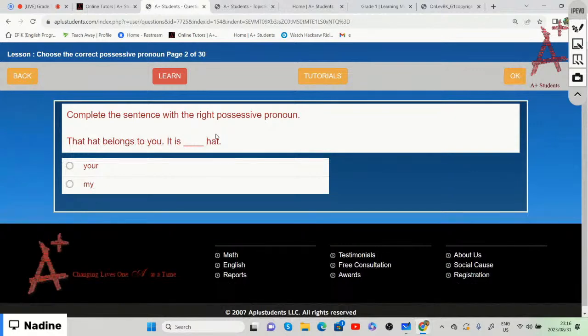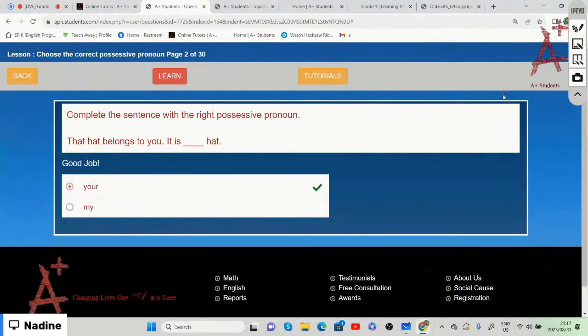That hat belongs to you. Is it your hat or my hat? So that hat belongs to you. If something belongs to you, do we say it is your hat or is it mine? All right, so then we can say it is your hat.